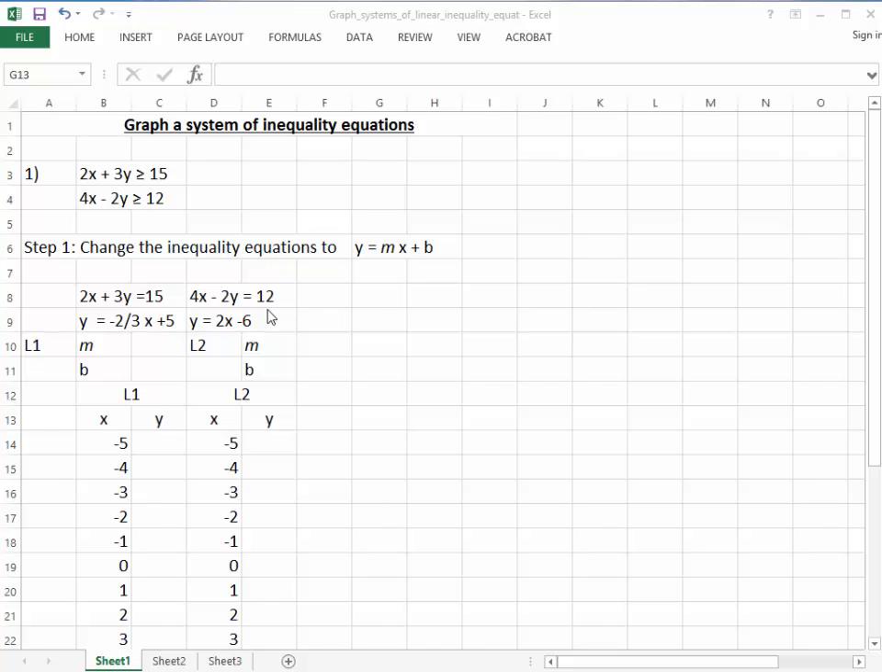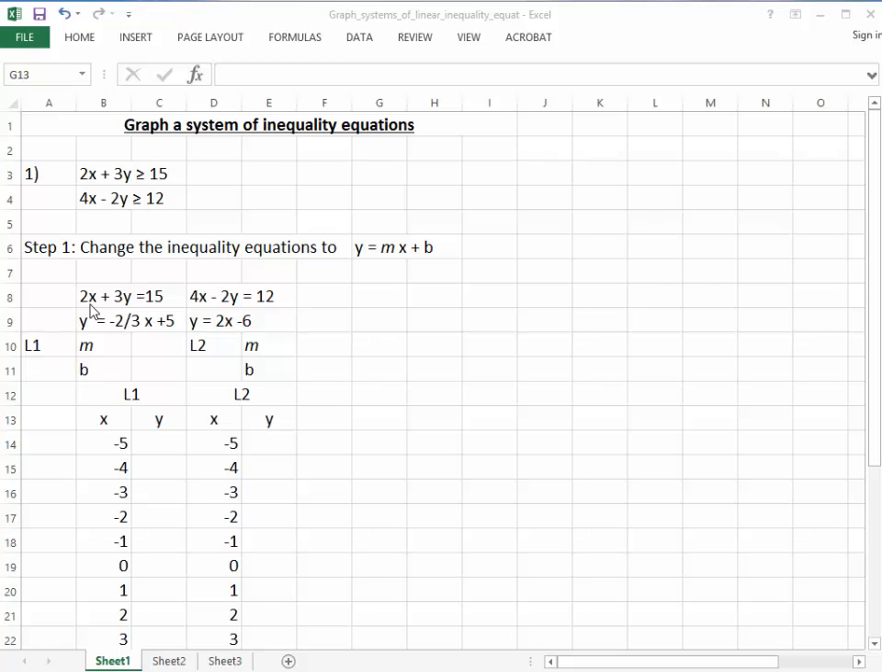we're going to figure out which half of the coordinate axis, or which half of the plane, is going to solve the conditions of the inequality. So again, the first thing we do is change the inequality to y equals mx plus b. We're going to solve for y.